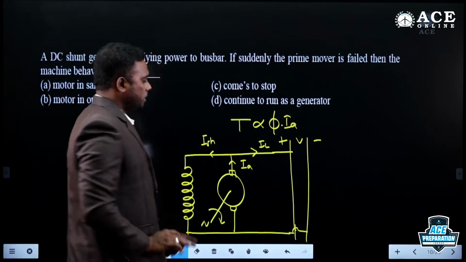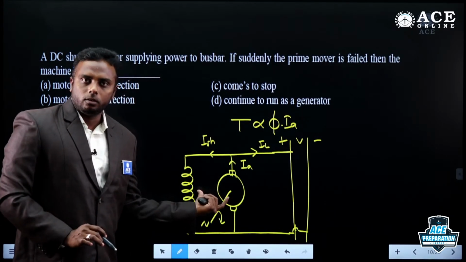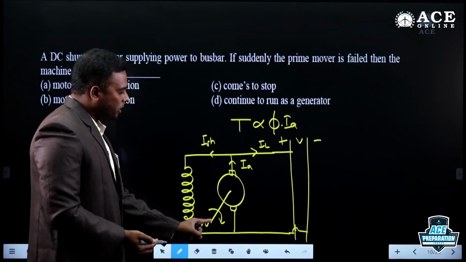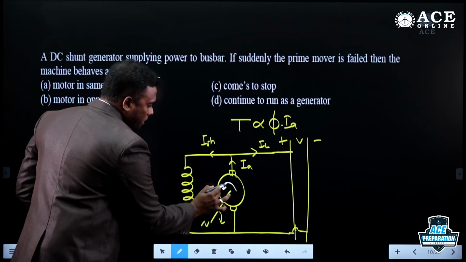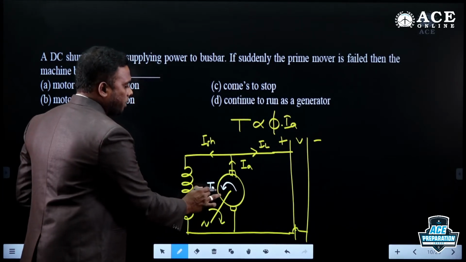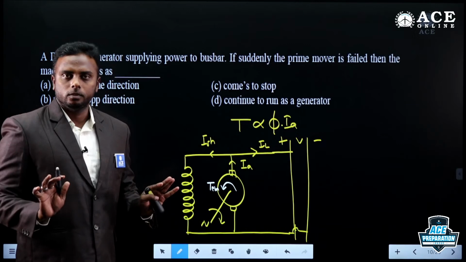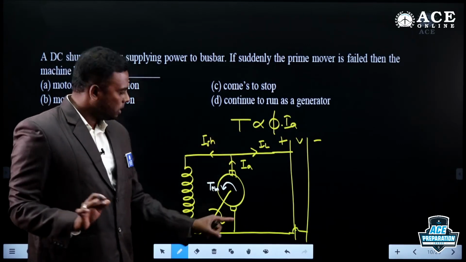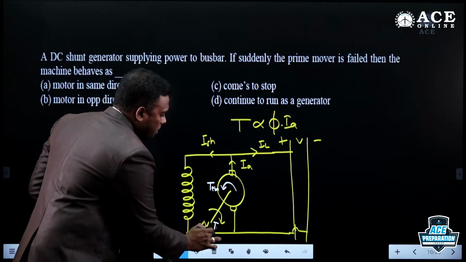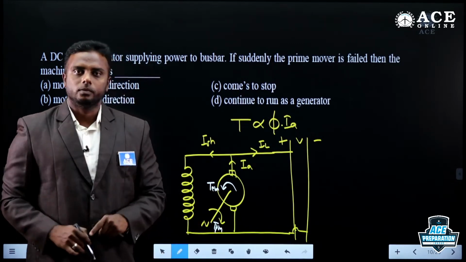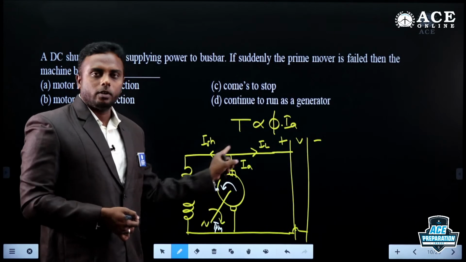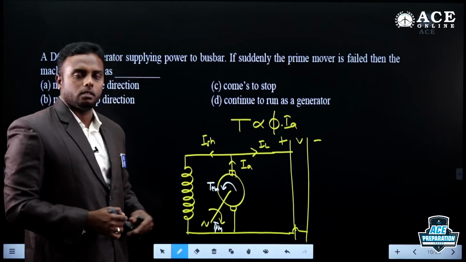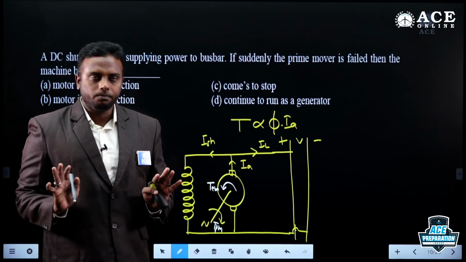Clear? Now in a generator, what is the direction of torque? Opposite direction. If I rotate clockwise, in the generator the torque will be anti-clockwise. This is our electromagnetic torque. Even though the torque is in reverse direction, it won't rotate in reverse because our prime mover torque is greater in the case of a generator. That's why it will rotate clockwise only, whatever the prime mover direction is. Clear up to this?